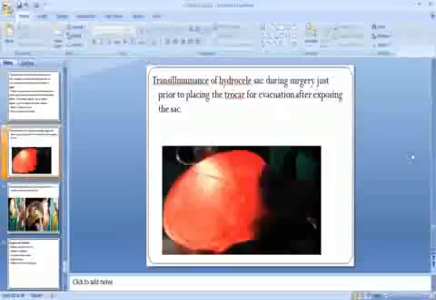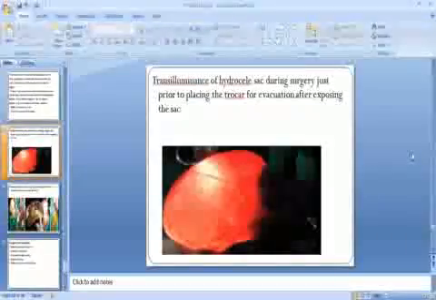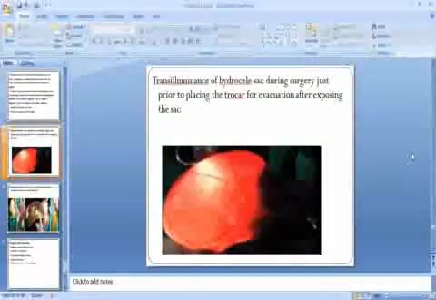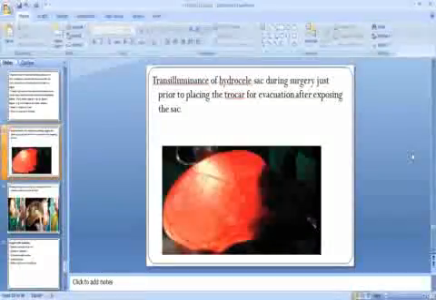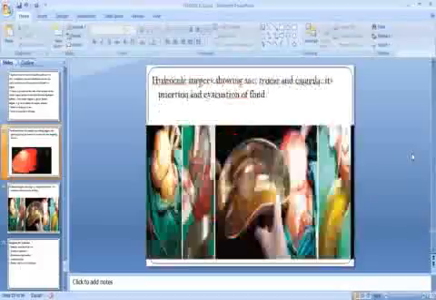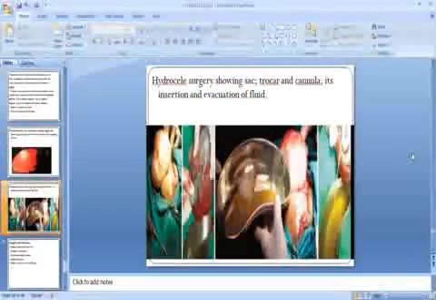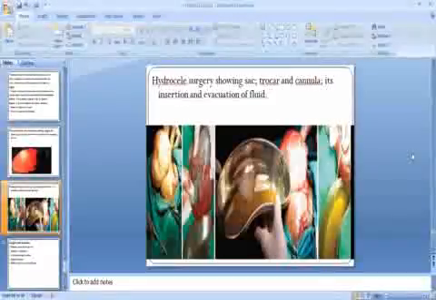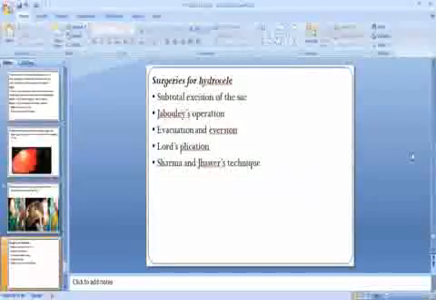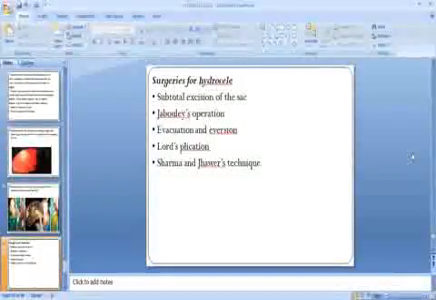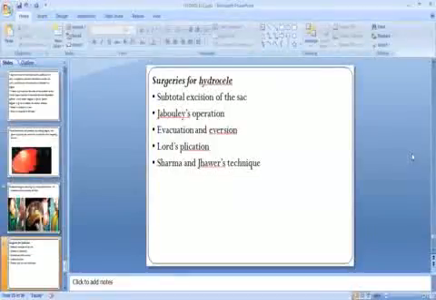In this picture, you can see the transillumination of the hydrocele sac during surgery just prior to placing the trocar for evacuation after exposing the sac. Hydrocele surgery showing sac, trocar, and cannula, its insertion and evacuation of fluid. So when the surgery is for hydrocele: subtotal excision, Jaboulay operation, eversion.